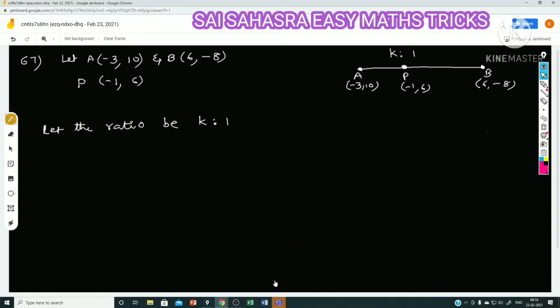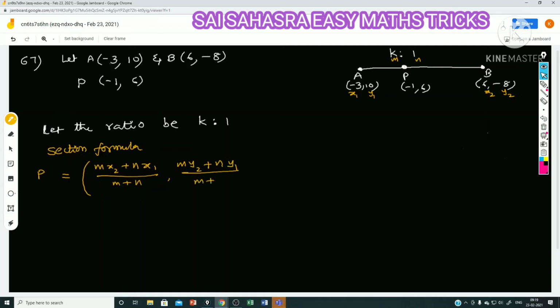Observe here, this is x1 and this is y1, this is x2 and this is y2, and this is m and this is n. Next, section formula. We need to write section formula. What is the section formula? Point p is equal to, m x2 plus n x1 divided by m plus n, m y2 plus n y1 divided by m plus n.